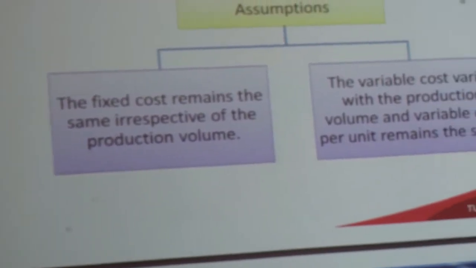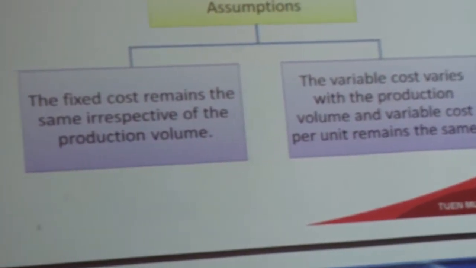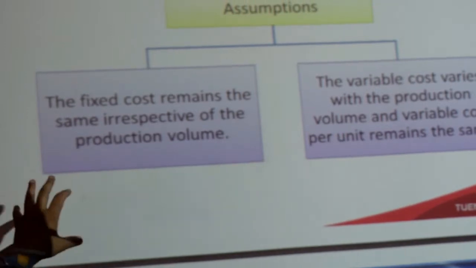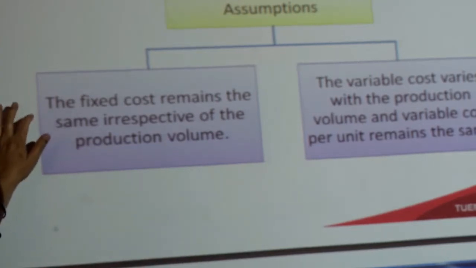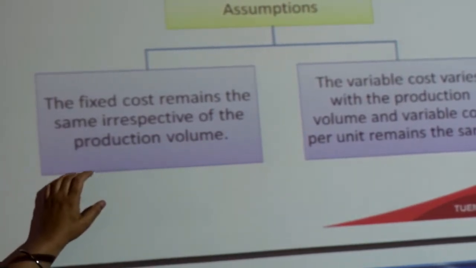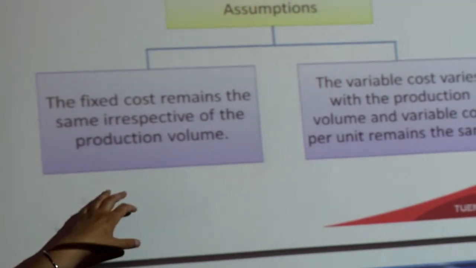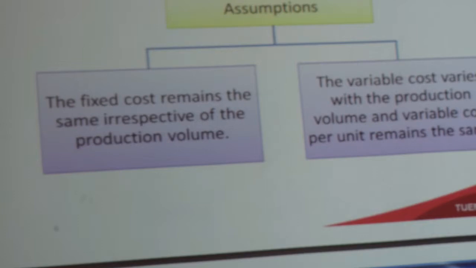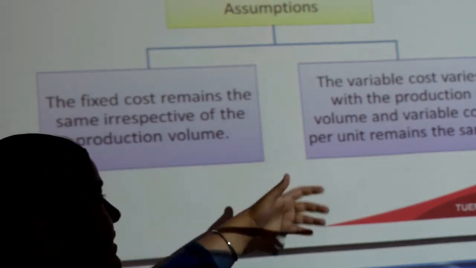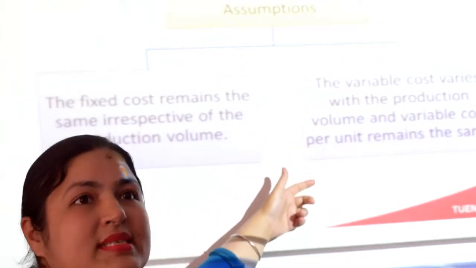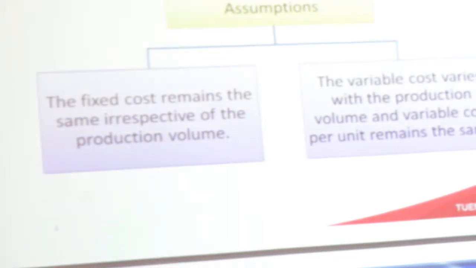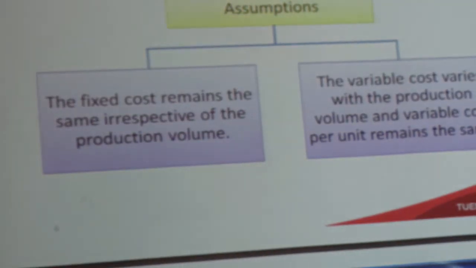like we've already talked about, when you look at marginal and absorption costing, this is the basic assumption being made for the variable and fixed cost: the fixed cost remains the same irrespective of the production volume. This is an assumption, because in real life it might not be the same case, but when you are making the income statement using these methods, you have to keep these assumptions in mind. On the other hand, variable cost varies with the production volume, and variable cost per unit remains the same. It means as production goes up, variable cost goes up, but the cost per unit remains the same.